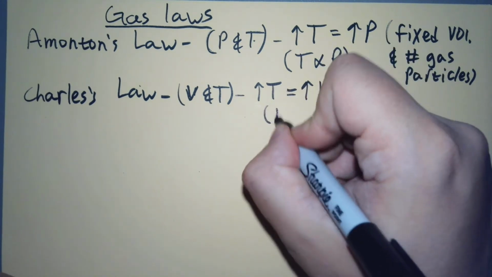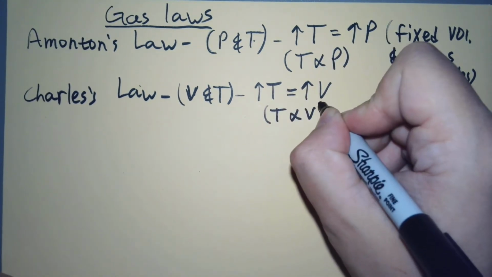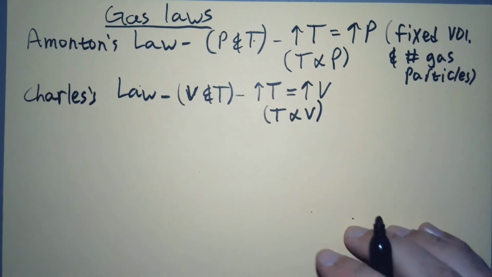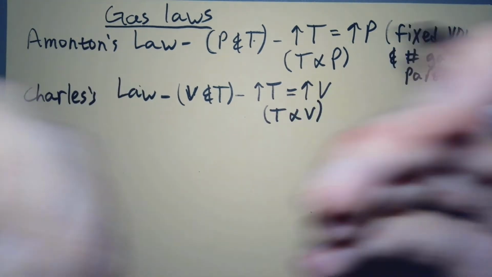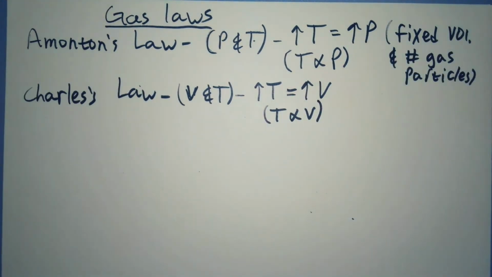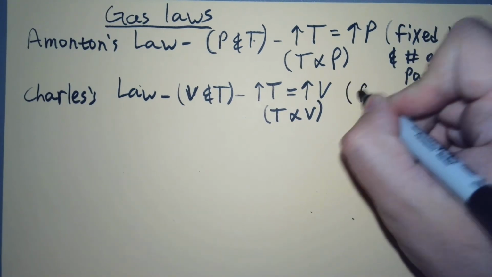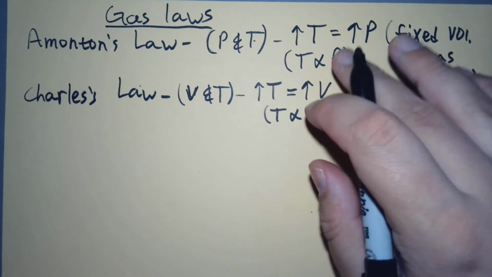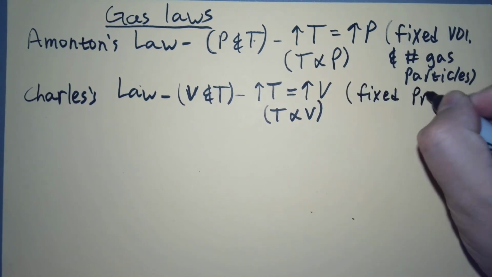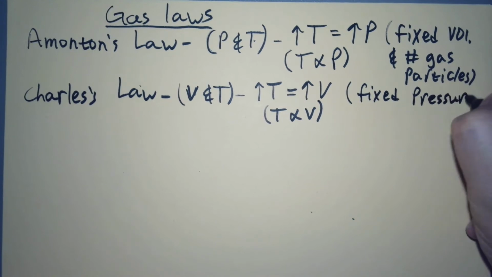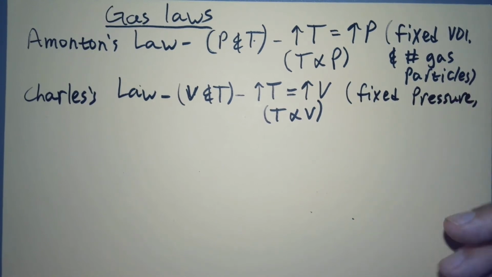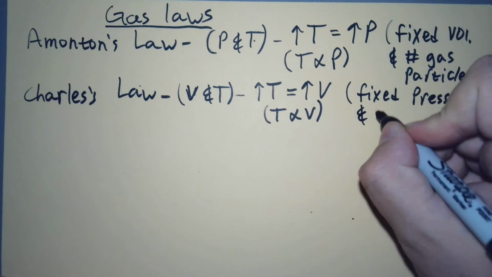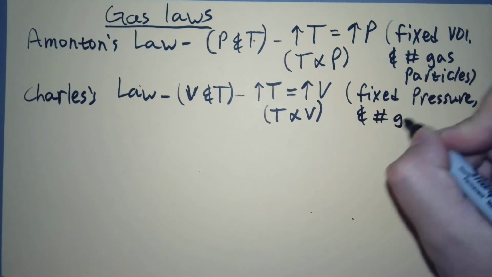Alright, and so again, temperature is proportional to volume. You increase temperature, the gas is going to take up more space. They're going to spread out more. Alright? And again, this time instead of a fixed volume, it was a fixed pressure. Which, hey, our atmosphere is pretty good at doing, so that's not bad. And again, you're not adding or removing gas particles.